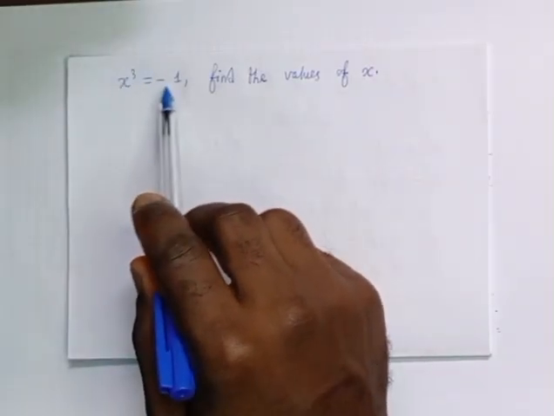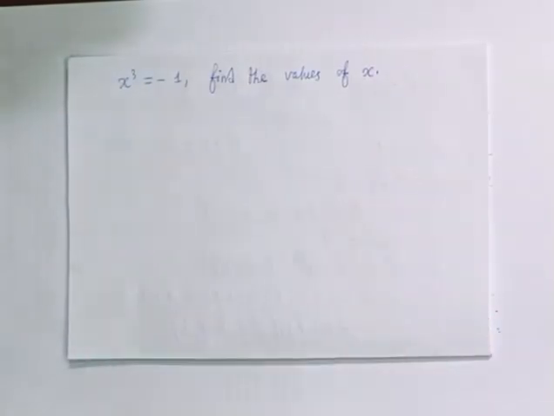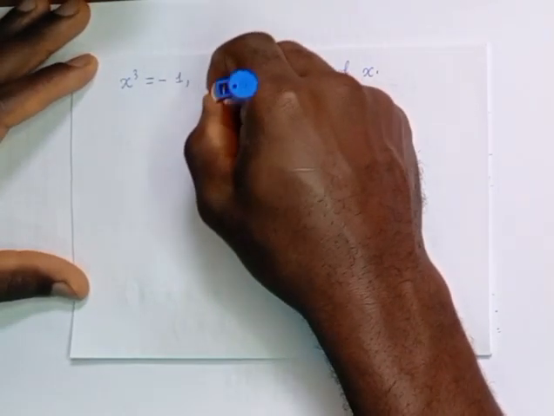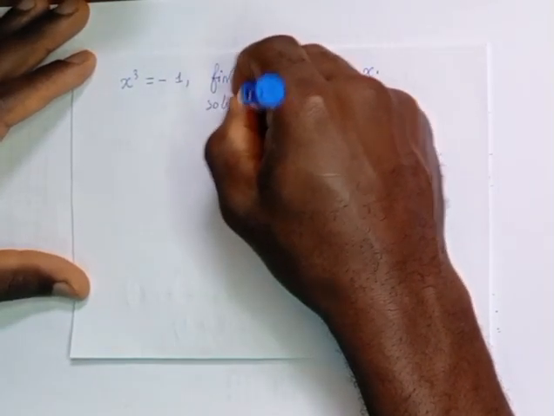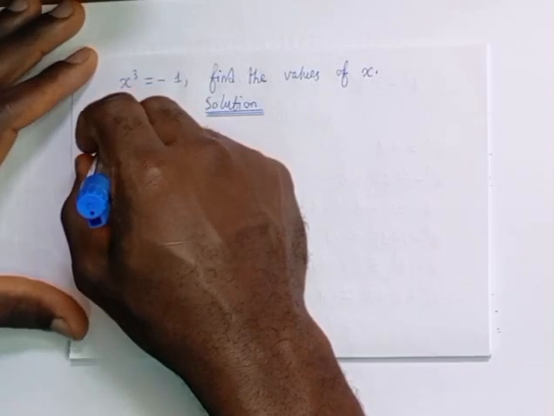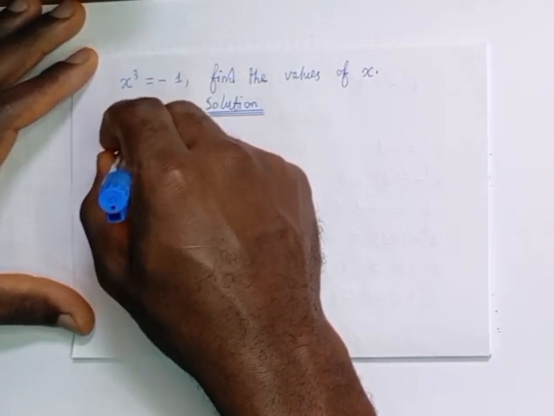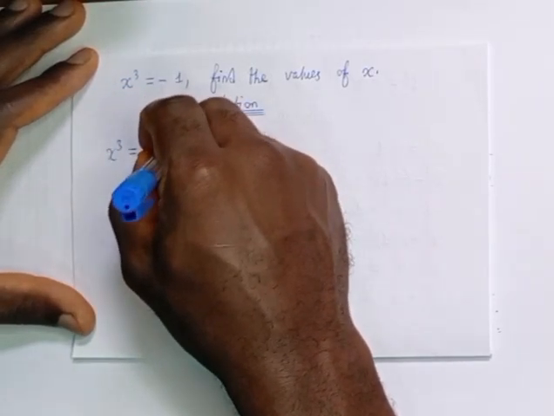x cubed is equal to -1. Find the values of x. We take the solution. x cubed is equal to -1.